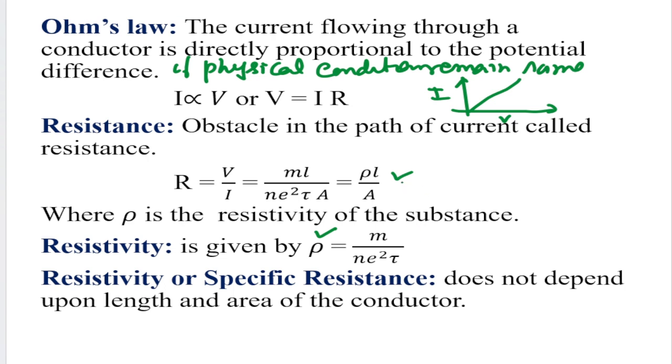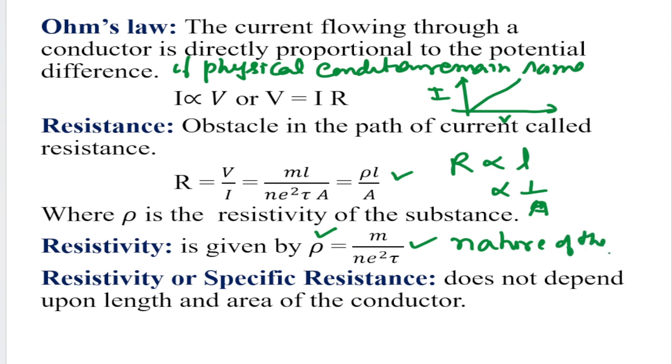So this expression shows that resistance depends upon the length and the cross-sectional area, whereas resistivity does not depend upon length and cross-sectional area. Resistivity depends only upon the nature of the substance. So resistivity is equal to the resistance of a wire of length equal to 1 meter and cross-sectional area equal to 1 meter square. Then that is the resistivity.